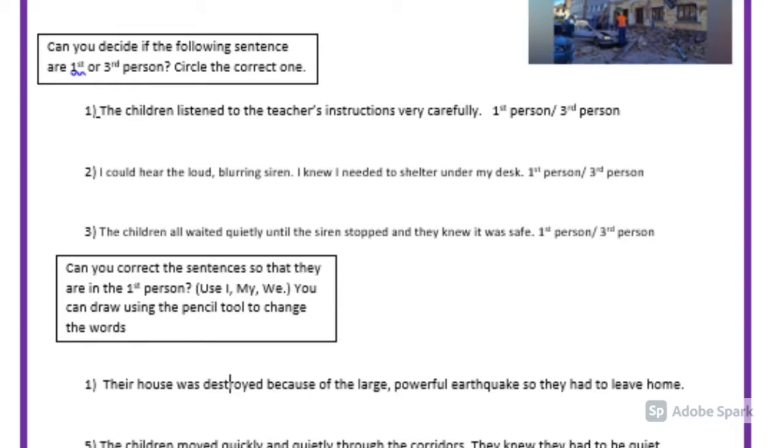Here is our to-do for today. Question 1 to 3, I want you to decide whether the sentences are first person or third person. Let's look at the first sentence. The children listened to the teacher's instructions very carefully. Is that first person or third person?